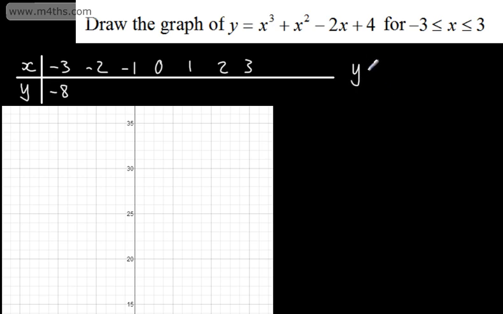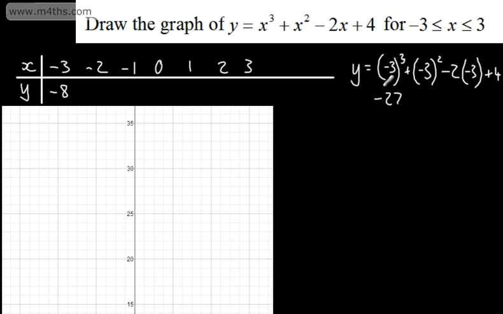So for example, if I was to show full workings, we'd have now negative 3, which I need to cube, plus now negative 3, which I need to square. We're going to subtract away two lots of negative 3, and we're going to add 4. If I cube negative 3, that's going to give me negative 27. 3 to the power 3 is 27. If we've got an odd power and a negative, it's going to be negative.